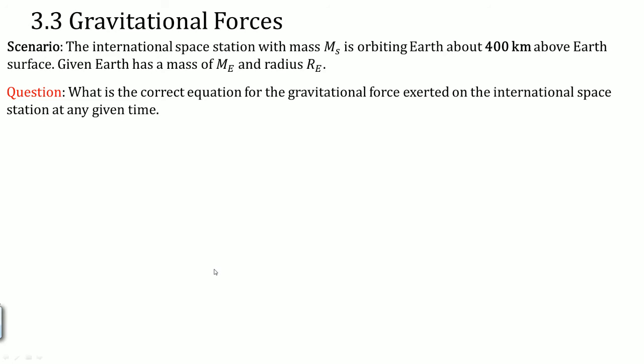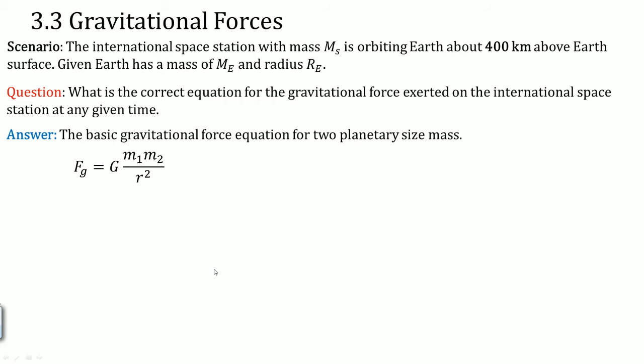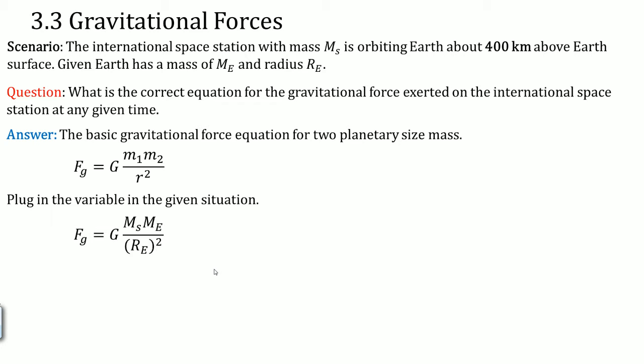The answer: the basic gravitational force equation for two planetary-sized masses is defined by Fg is equal to the big G m1 m2 over r squared. So let's plug in the variables in the given situation. It should be force gravity is equal to that big G, the masses on top are ms and me, divided by re squared. This should be the gravitational force between these two planetary-sized masses.